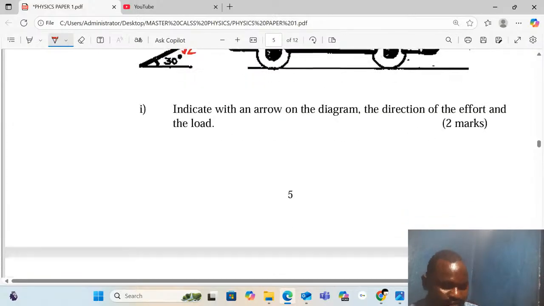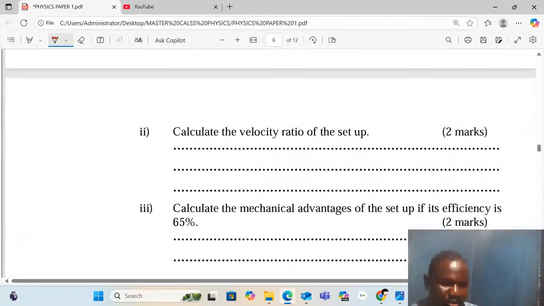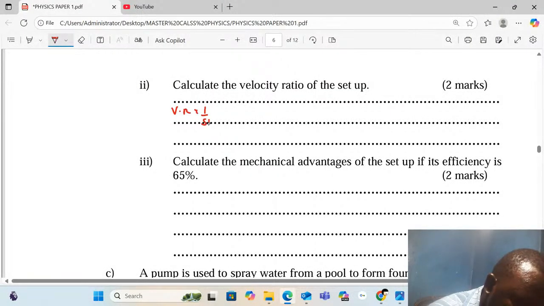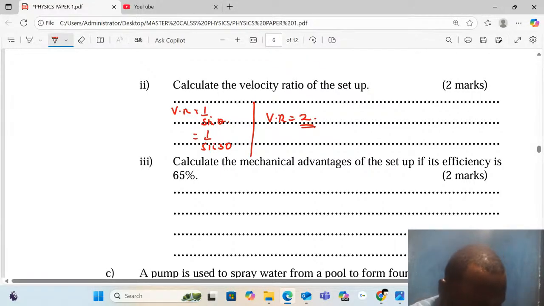Then our next question, calculate the velocity ratio of the set. The moment you are having inclined planes, we usually get the velocity ratio as 1 over sine theta. So in this case, we are going for 1 over sine 30. And this will lead us to have a velocity ratio of 2.